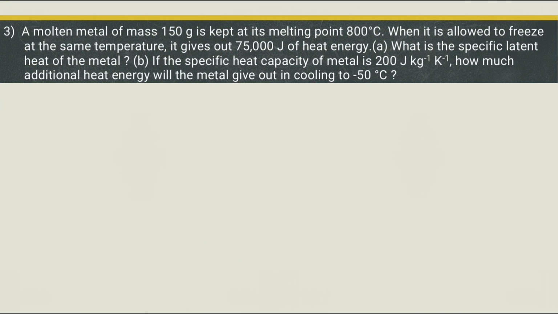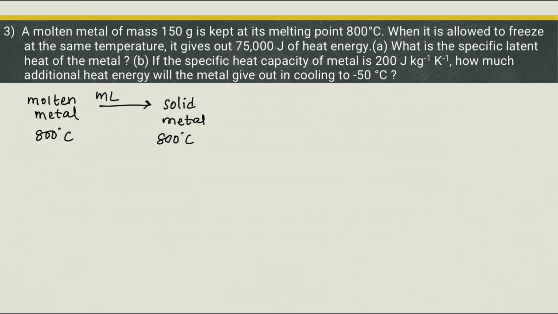Third numerical. A molten metal of mass 150 gram is kept at its melting point 800 degrees Celsius. 800 degrees Celsius is the initial temperature of molten metal. When it is allowed to freeze at the same temperature, it freezes into solid metal at the same temperature. Now since temperature does not change, how much is the heat energy released? ml. And that value is given to us, 75,000 joule.